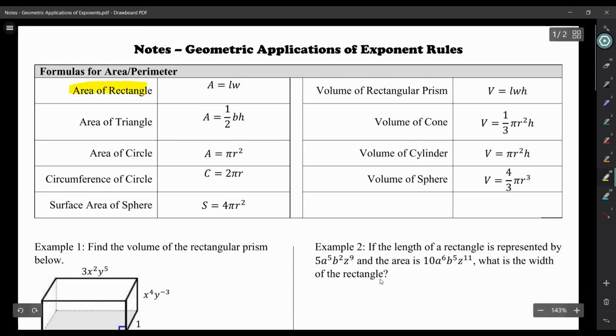The first one is the area of a rectangle, length times width, area of a triangle, 1/2 base times height, the area of a circle, pi r squared, and the volume of a rectangular prism. Those are the four that you should probably have memorized at this point in your math career. The other ones you may need to either look up on a formula chart or hopefully be given to you.